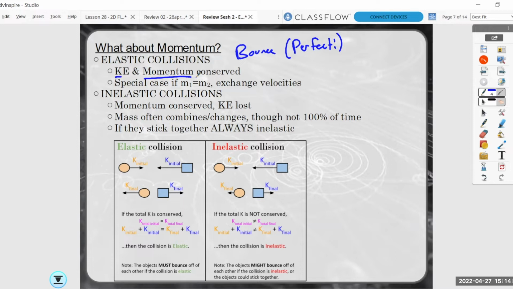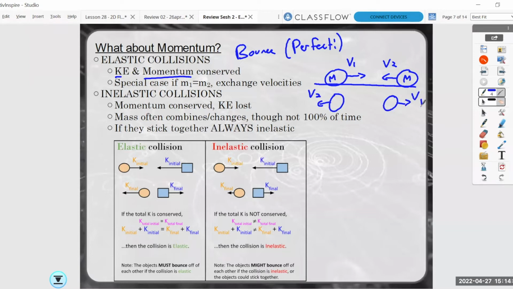There is a special case that they want you to know about, which is if I have 2 objects of the same mass, then when they collide with an elastic collision, they just trade velocities. So if one's moving at v1 and the other's moving at v2 before the collision, after the collision this one will be moving at v2 and this one's moving at v1. They just swap velocities.